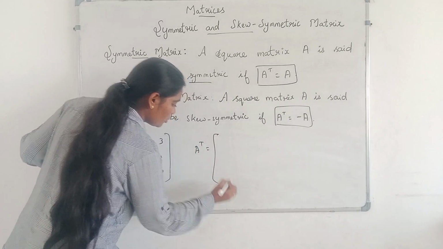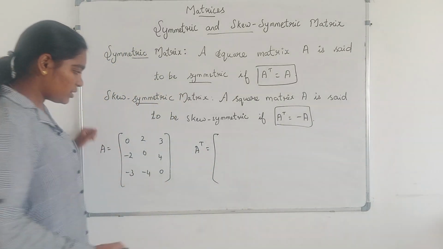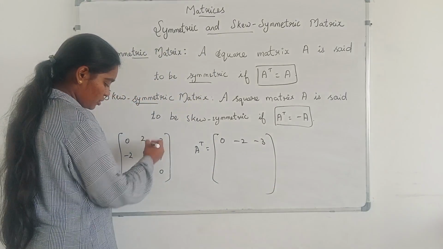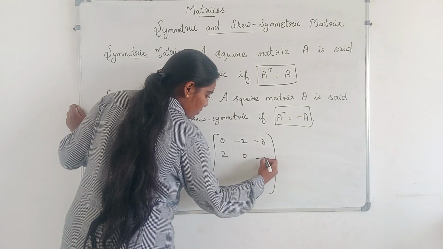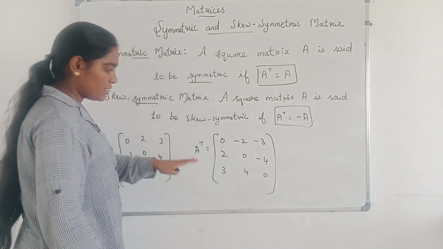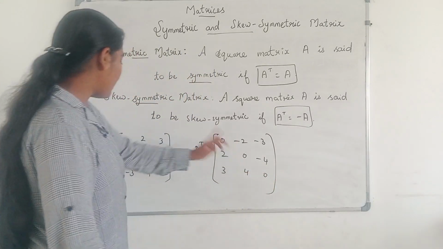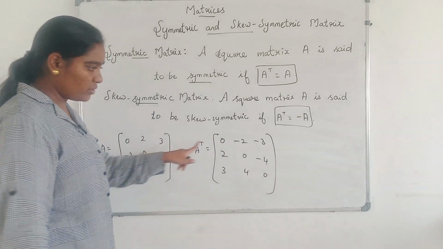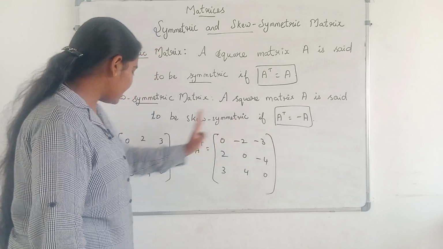A transpose equal to column 0 minus 2 3, so 0 minus 2 minus 3, 2 0 minus 4, 3 4 0. This A transpose equal to minus of A. Am I right? Because here 0, 2, 3 are positive, here 0 minus 2 minus 3 negative.